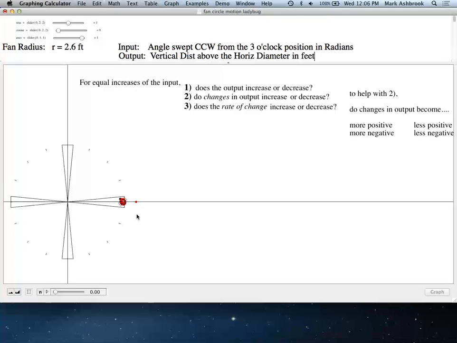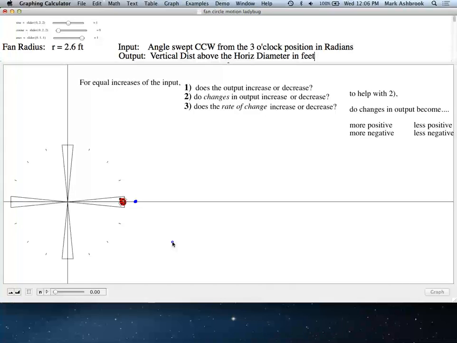When the angle is 0, right here at the 3 o'clock position, no openness, it's totally closed. What is the vertical distance above the horizontal diameter? So what's the corresponding vertical distance for an input of 0 radians? 0, right? It's on the horizontal diameter, so there's no distance above or below. So we're going to start with this point, 0, 0.